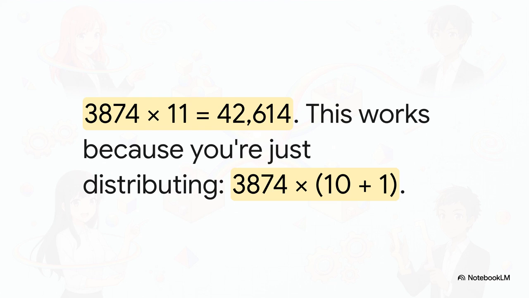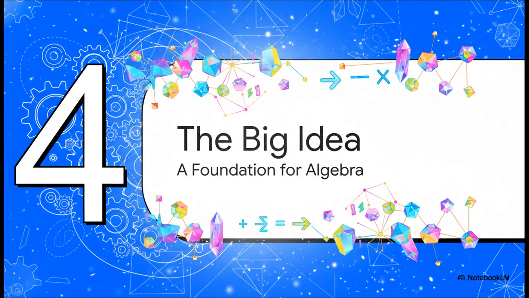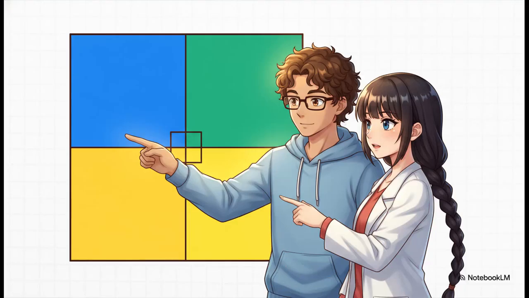And why does this crazy trick work? Because multiplying by 11 is just a sneaky way of multiplying by 10 plus 1. You're just distributing the 3,874. It's our master key again, just wearing a disguise. But this property is so much bigger than just a cool party trick. It's a foundation. It's one of the most fundamental building blocks of algebra. It's the tool we use to take complicated expressions, pull them apart, and put them back together in ways that make sense. I mean, take something you've probably seen before, (a plus b) squared.